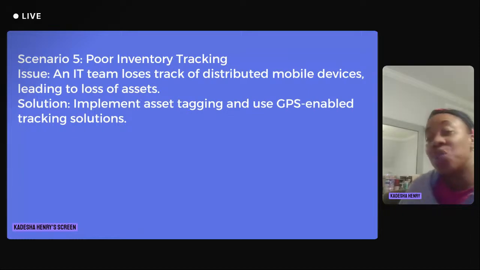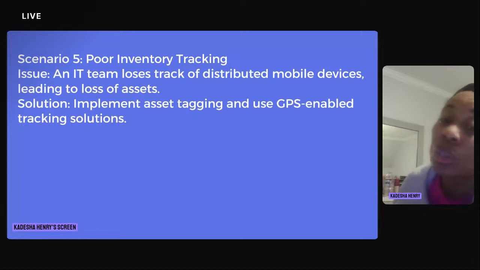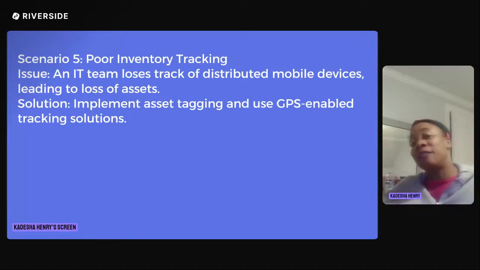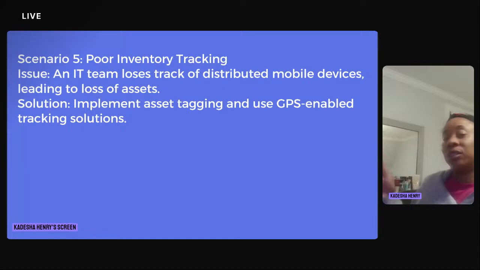So one of the things that you can do, as the owner over that organization, to solve the problem is to implement asset tagging and use a GPS-enabled tracking solution. So this is going to tell you exactly who you gave the devices to, where the device is, right? This is a thing that can help you as the manager of the inventory or of the asset management team.